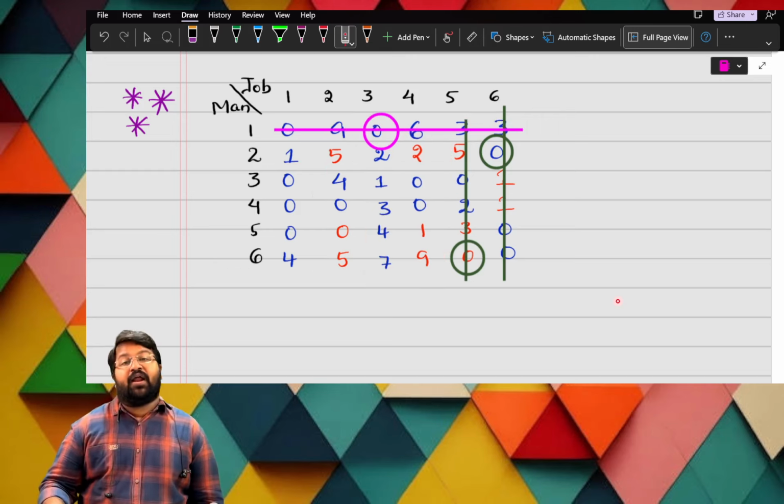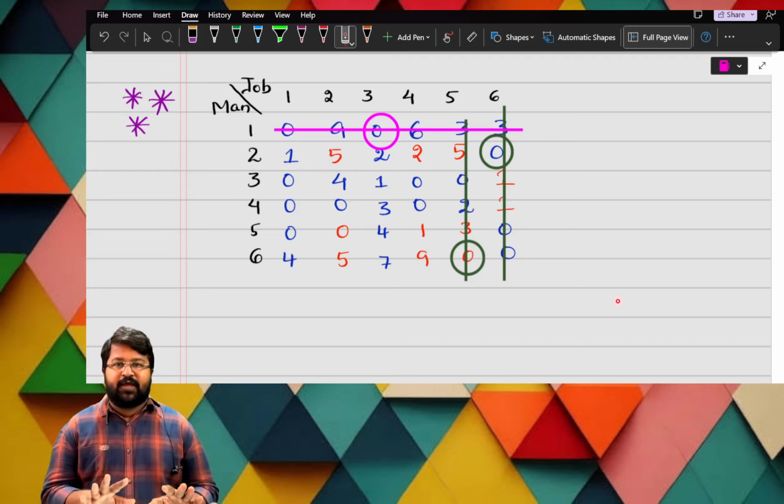So when we are unable to find a single zero in a row or a column, then we will go for a diagonal allocation. Till here, okay? So I'm telling you the diagonal allocation.